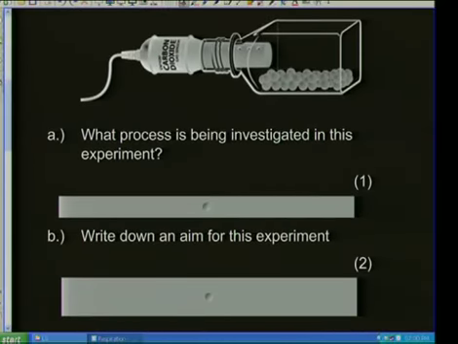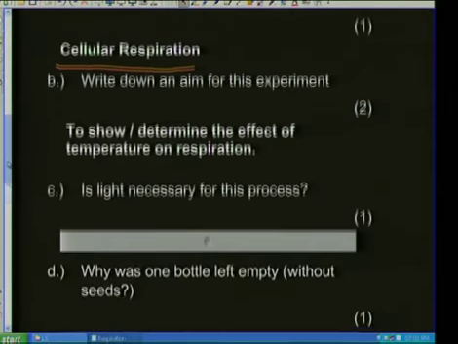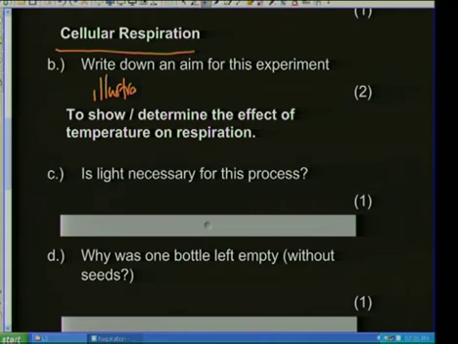First question says, germinating seeds there, remember. What process is being investigated in this experiment? Again, because we're dealing with this section, it's easy. Cellular respiration. Write down an aim for this experiment. What do we want to do with this experiment? Why are you doing this experiment? What do you want to show? To show or determine, or another nice word also, to illustrate the effect of temperature on respiration.